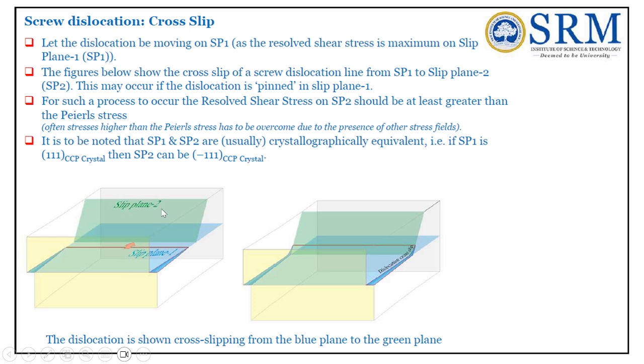This causes the twinning dislocation. The dislocation moves on slip plane 1 as the result of shear stress on the maximum slip plane. The figures below show the cross slip of a screw dislocation line from slip plane 1 to slip plane 2. This may occur if the dislocation is pinned on slip plane 1. The dislocation is pinned here, so it cannot move, climb or glide. Instead, the entire layer of atoms will climb and pass through a new slip plane. That process is called a twinning deformation.